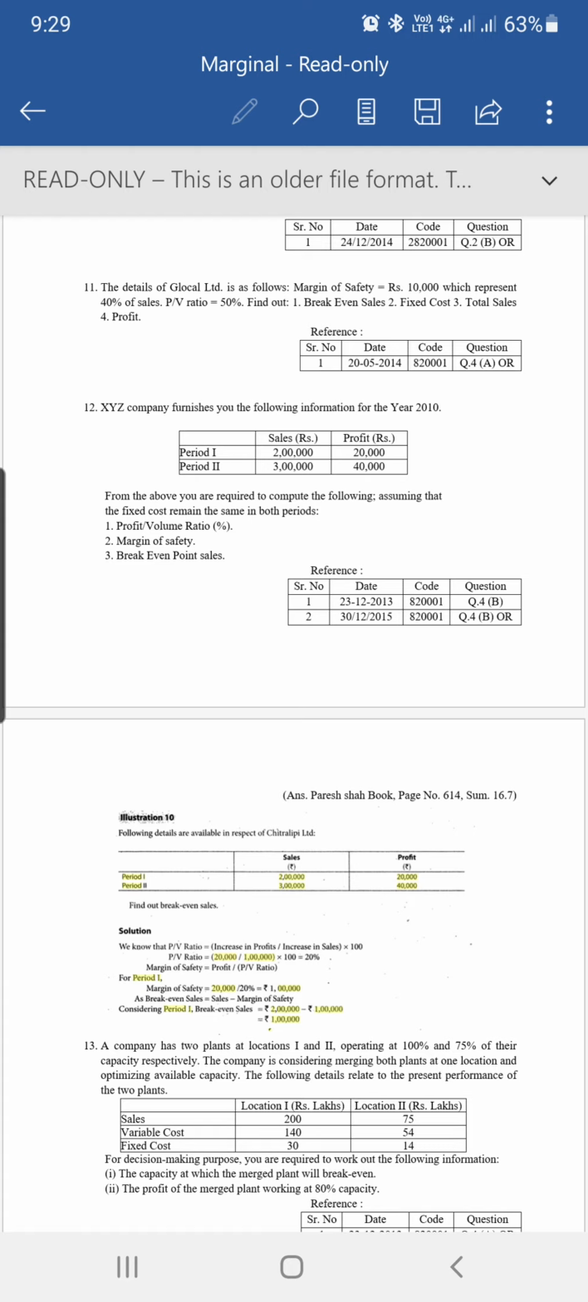We will start with the numerical part here. The question itself, question number 11 in this file, says that the details of Glocal Limited are as follows. Margin of safety is 10,000, which represents 40% of sales. PV ratio is 50%, and we have to find out break even sales, fixed cost, and total sales as well as profit.